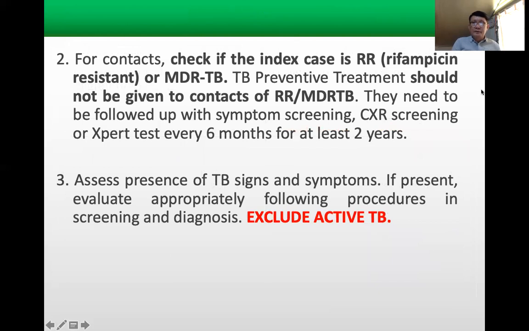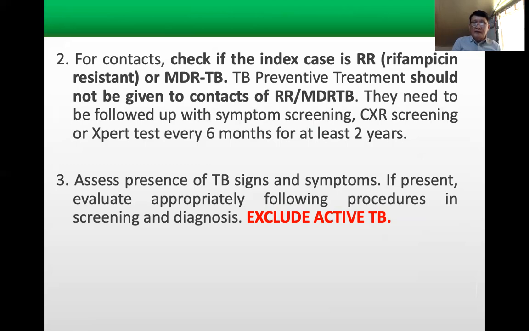Moving on. For contacts, check if the index case is RR, okay? Rifampicin resistant or MDR TB. TB preventive treatment should not be given to contacts of RR or MDR TB. They need to be followed up with symptom screening, okay? Chest x-ray screening or Xpert test every 6 months for at least 2 years. Assess presence of TB signs and symptoms. If present, evaluate appropriately following procedures in screening and diagnosis.